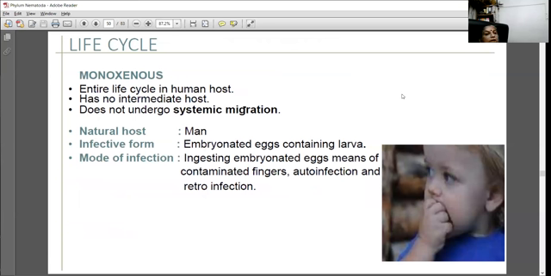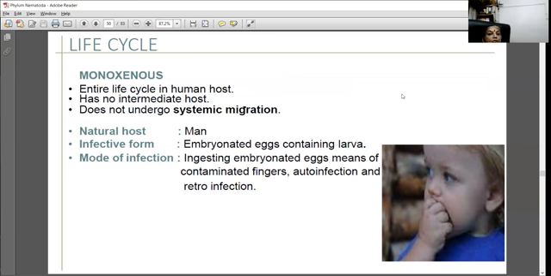Now, coming to the life cycle of this worm. As I told you, they are monoecious. That means the male and the female worms are separate. Both the sexes are separate in the worm. The entire life cycle is in the human host. It does not require any intermediate host, nor is there any life cycle in the soil.